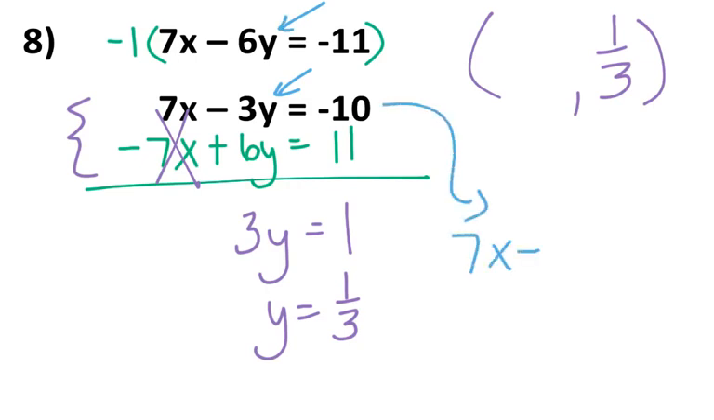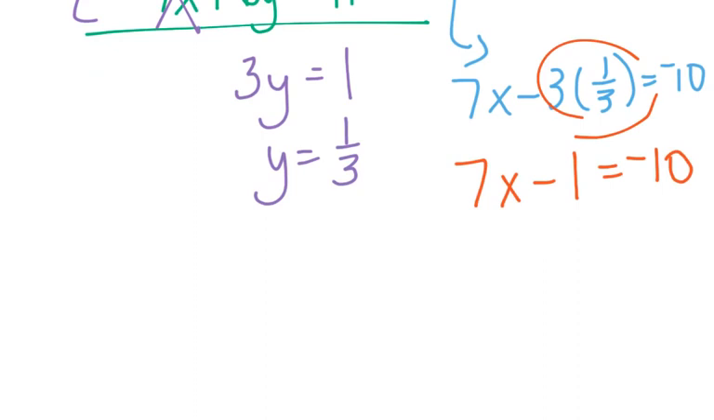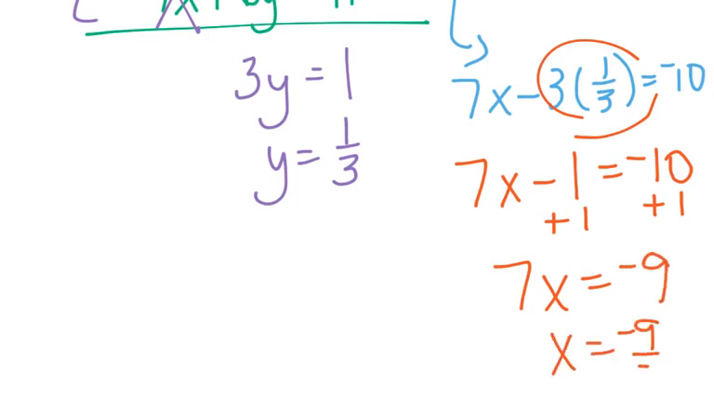I'll just take the second one. So 7x minus 3 times 1/3 equals -10. You guys, what is 1/3 of 3? 1/3 of 3 is 1. So see, it's really not that hard to work with those fractions. We're not giving you fractions that are really hard to work with anyway. So I'm going to have 7x is equal to negative 9, and so x is equal to negative 9/7.